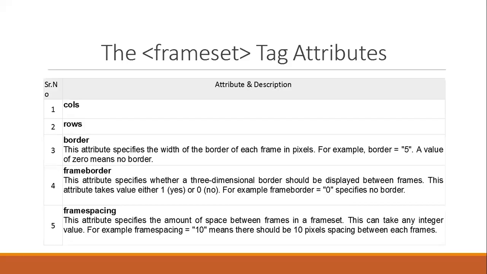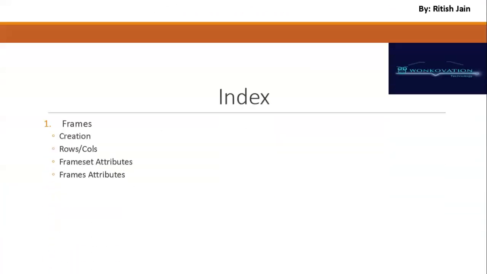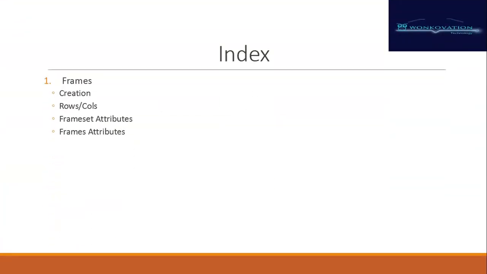So that's it for today. We have learned about frames over here, which divide our window into multiple screens, so that if you want to see multiple things, we can divide our screen with the help of frames. After that we have seen how to create rows and columns, then frameset attributes, then frame attributes.